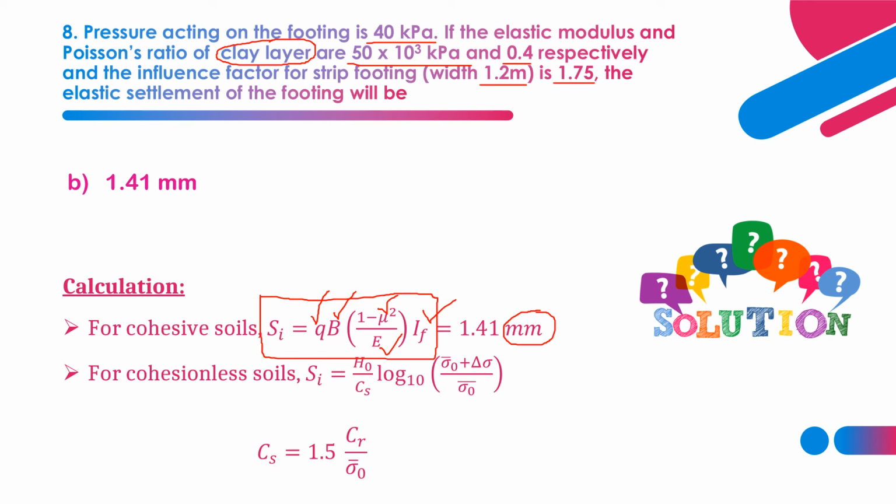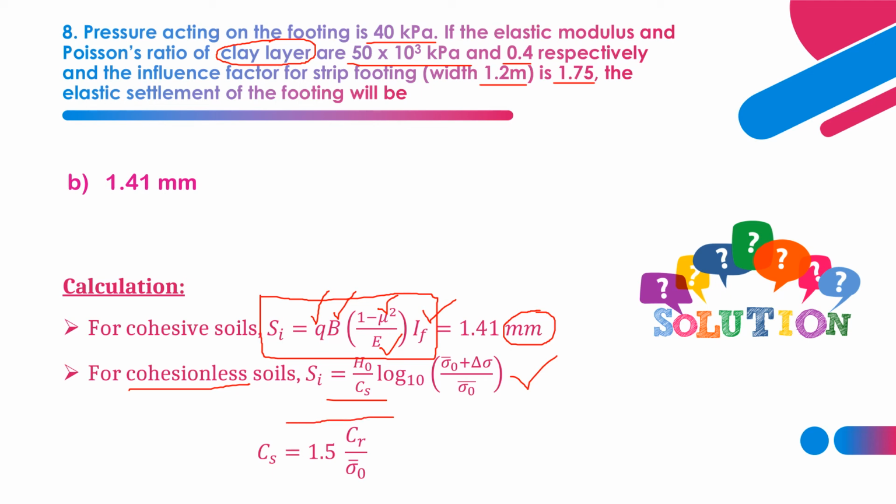What if in case of cohesionless soil, what if this layer is sand or some gravelly layer? When that happens, SI is equal to H naught by CS log 10 of sigma naught bar plus del sigma bar divided by sigma naught bar. So this is the formula we have to adopt when soil is cohesionless or soil strata is cohesionless.